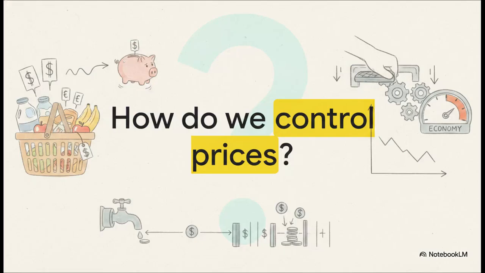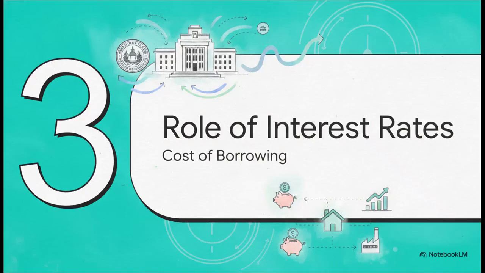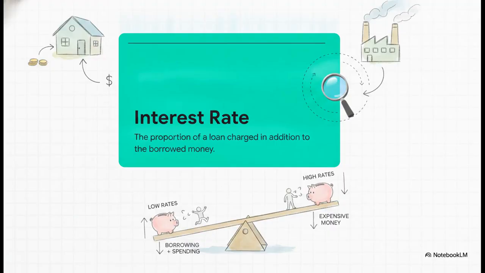So when things get totally out of hand and that basket of groceries becomes painfully expensive, how do policymakers actually step in and pump the brakes on the economy? Let's get into Section 3, the role of interest rates and the cost of borrowing. This is the primary tool that central banks, like the Federal Reserve here in the US, use to stabilize the whole shebang.